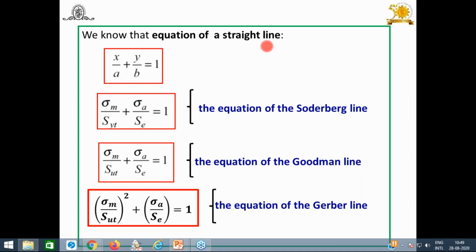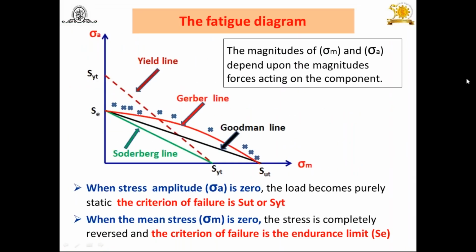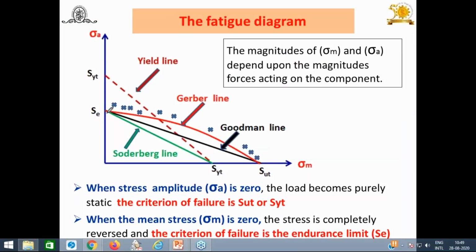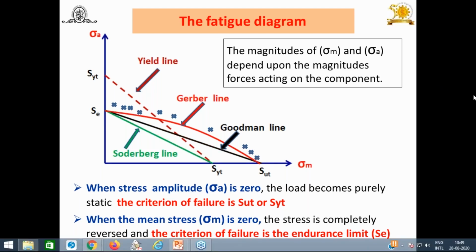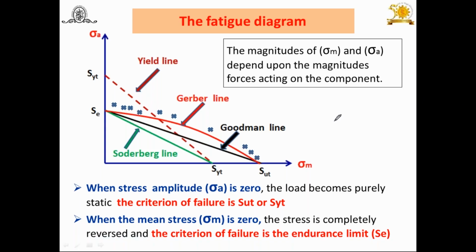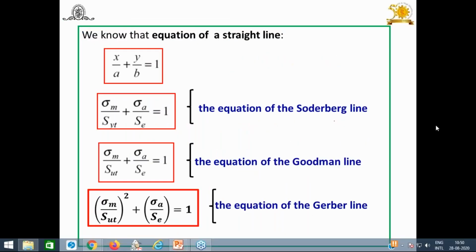We have to use the equation of a line to obtain the equation of the Soderberg line. And you know very well, look at this here, the Soderberg line is a straight line. Then this Goodman line is also a straight line. Only the Gerber line is a parabolic curve. So what we have to do? We have to apply the equation of a line to the Soderberg, which is straight, and the Goodman line. Based on that, we are going to find out the equation of the line. How to find it? I will explain.